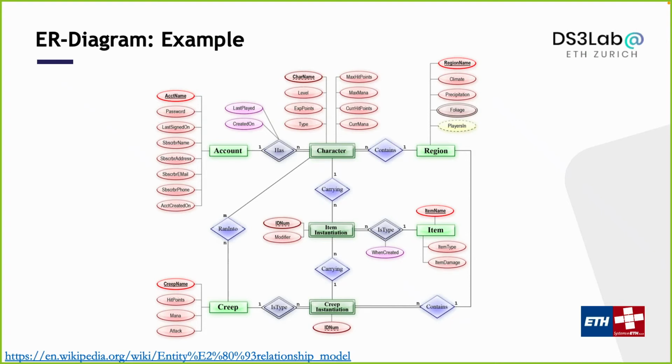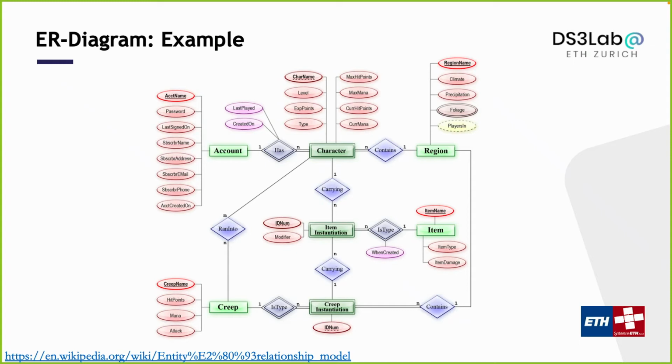So what do we have here? We have 7 entity sets, because there are 7 rectangles there. We read it from the left-hand side. There's account, a whole bunch of accounts a user can have in this gaming system. Each account is associated with a whole bunch of characters. And then there's region, there's item, instantiation, a whole bunch of other things. So you have those 7 different entity sets.